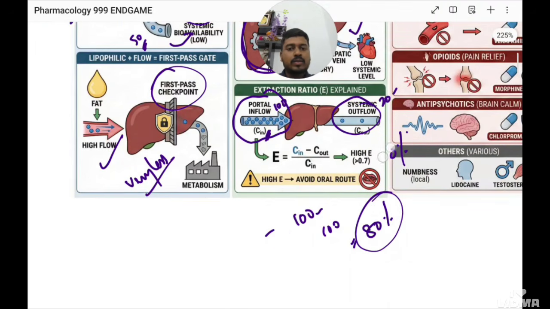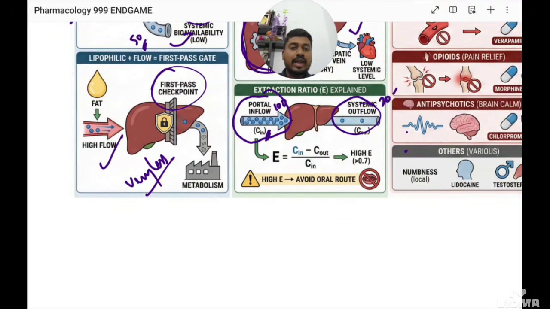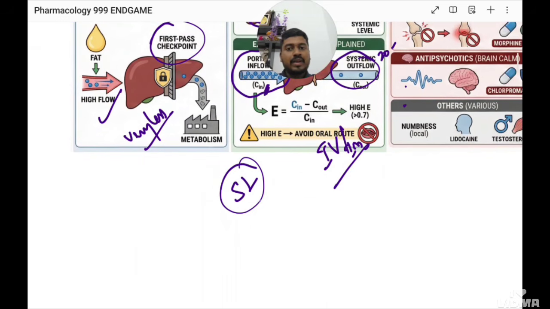So in those cases we should avoid the oral route, and we should use the IV route or IM route. Or we can use one more route, still through the mouth, known as the sublingual route, because in the sublingual route the drug directly goes into the systemic circulation; it doesn't go through the portal vein. So you don't swallow the drug, you just keep it below the tongue.